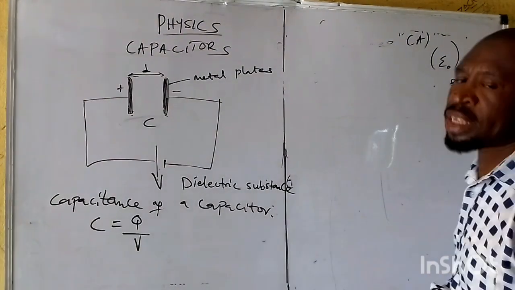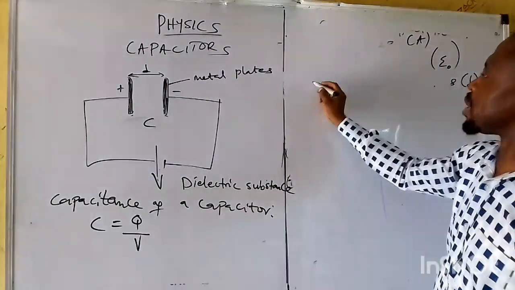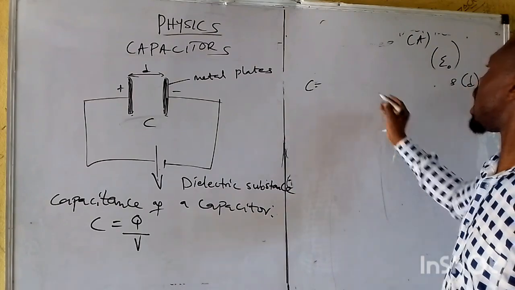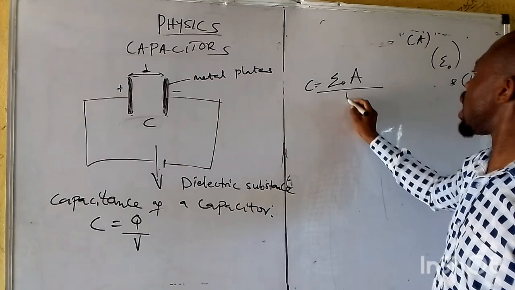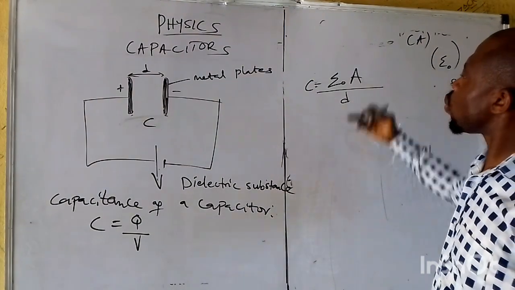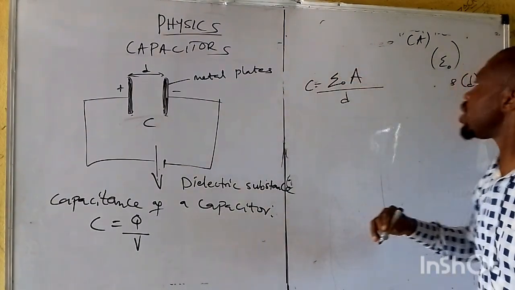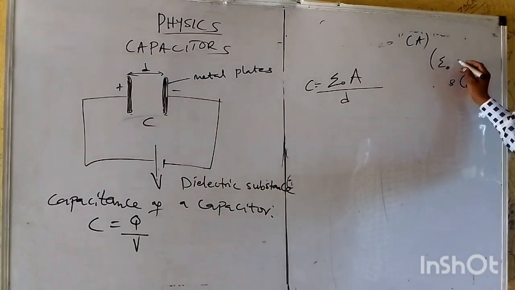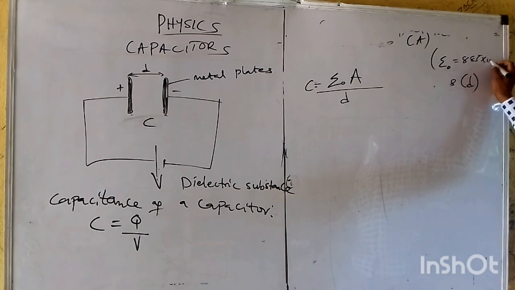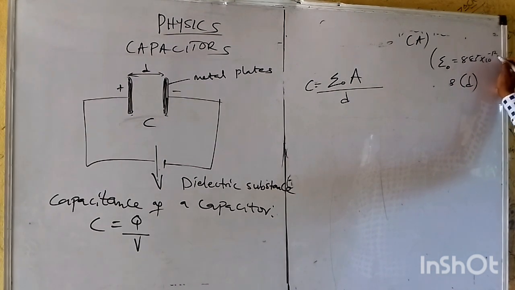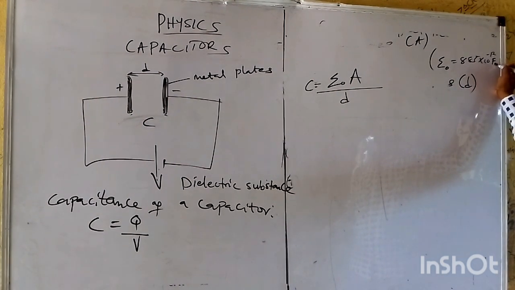So we now say that the capacitance of the capacitor can be expressed as epsilon 0 A all over d, where epsilon 0 is the permittivity of free space. It is a constant anyway. The value is 8.85 times 10 to the power minus 12 farad per meter.